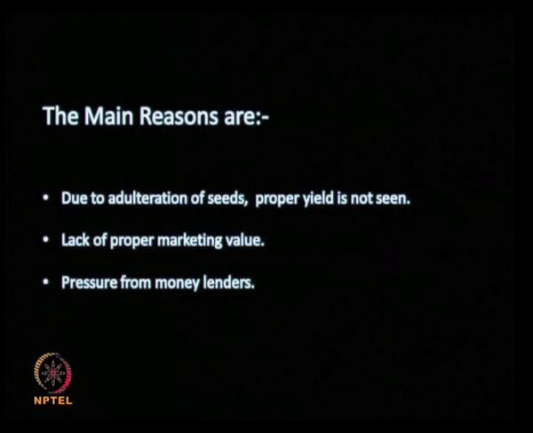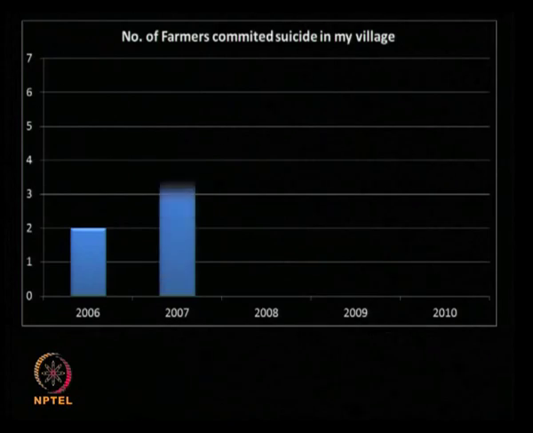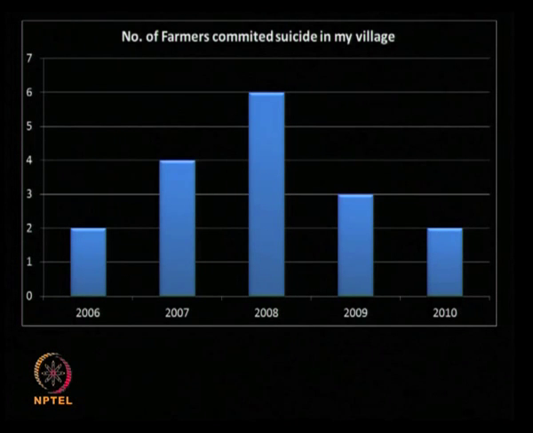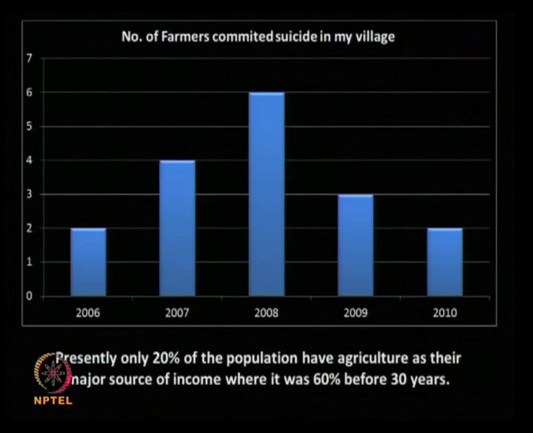pressure from moneylenders. This graph is taken from a village. In the last 5 years, in every year at least 2 farmers have lost their lives. In year 2008, about 6 farmers lost their lives. If this continues in the same way, there will be no farmers at all. Before 30 years, about 60% of the population depended on farming as their main income source, but at present only 20% of them are depending on it.